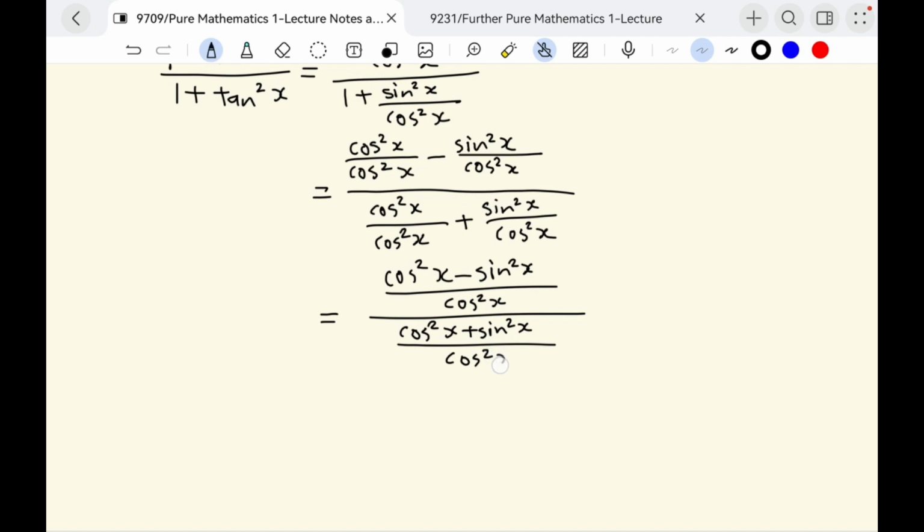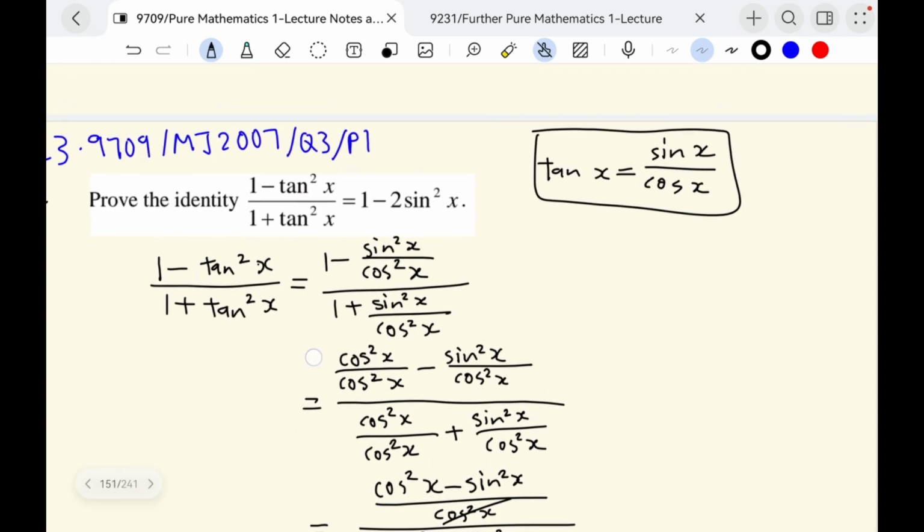So as you can see, both numerator and denominator have a factor in common, which is 1 over cos square x. So just cancel it out. Simultaneously, you can see that there's a trigo identity, so just replace this as 1. So what you are left with right now is cos square x minus sine square x.